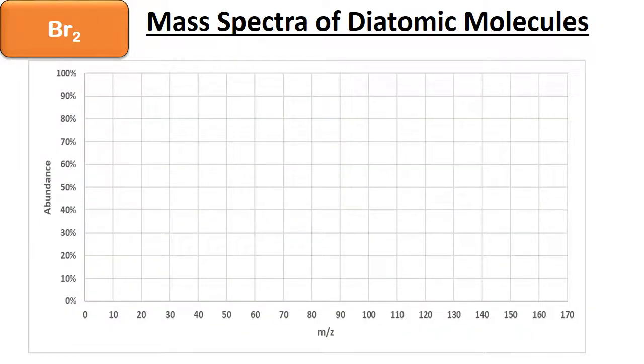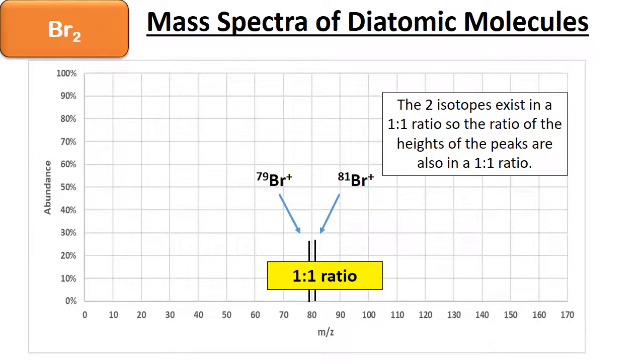First thing to do then is to actually sketch those two lines onto your mass spectrum. So the first line at 79 will be our 79Br+, second line will be the 81Br+. Again, those heights of the peaks should be in a 1-to-1 ratio because the two isotopes exist in a 1-to-1 ratio normally in nature. It doesn't matter on the height of the peaks in terms of the percentage abundance as long as they are in a 1-to-1 ratio.